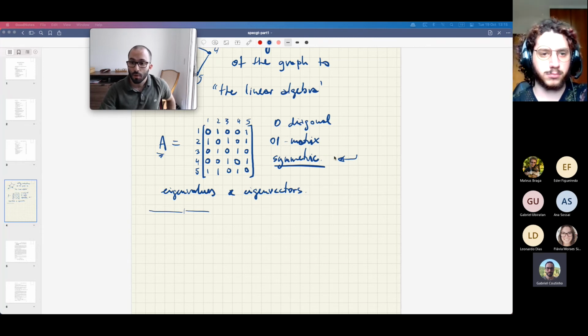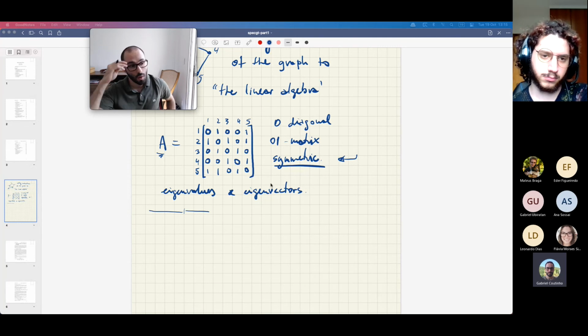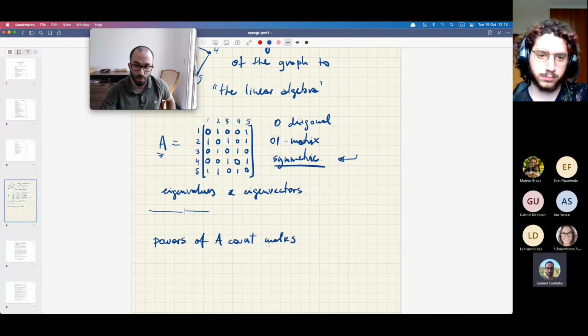So the topic today will be to show that symmetric matrices are diagonalizable, as I just mentioned. But before that, I want to give you a hint of the connection between the adjacency matrix and properties of the graph. The first thing is that powers of the matrix count walks in the graph. And this is quite important.